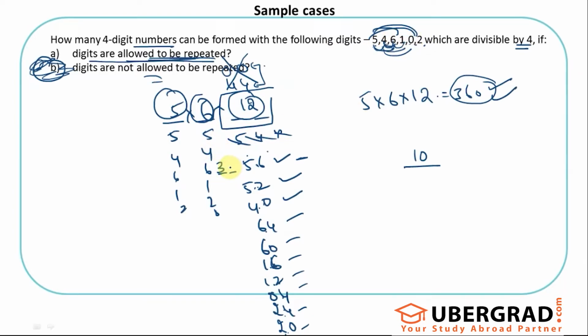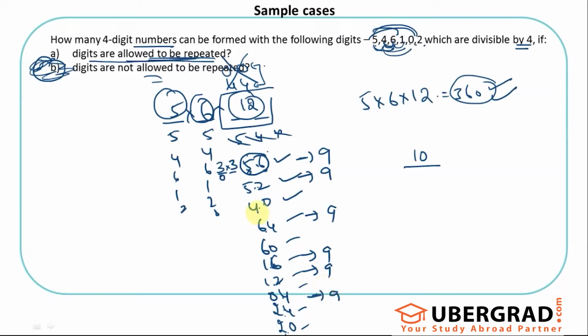What about this? I have again 3 options. Why? I would have used 1 digit here, I've used 5 here, 6 here. Leaving these 3, I can use any remaining 3. So 3 into 3 is 9 such cases possible which will end with 56. Similarly for 52 also I'll get 9 such cases. 64 also I'll get 9, 16 also I'll get 9.